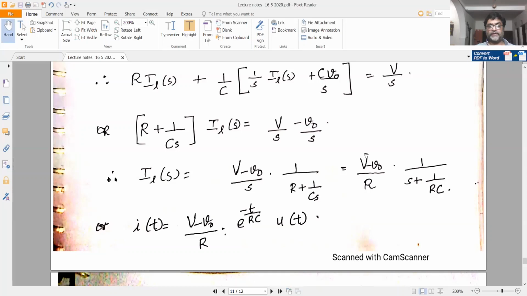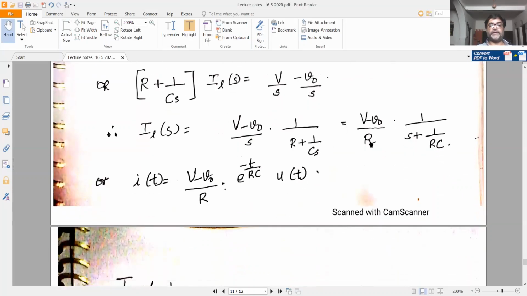So (V minus V0) by R is our constant here. If I multiply this through, this becomes 1 by (S plus 1 by RC). So this becomes (V minus V0) by R into 1 by (S plus 1 by RC). You can understand this by multiplying throughout: this becomes SR plus 1 by C. If I take R outside, you can write this as (V minus V0) by R into 1 by (S plus 1 by RC).